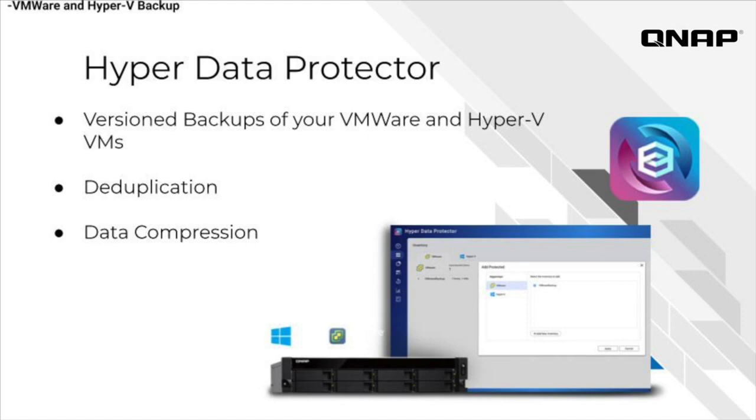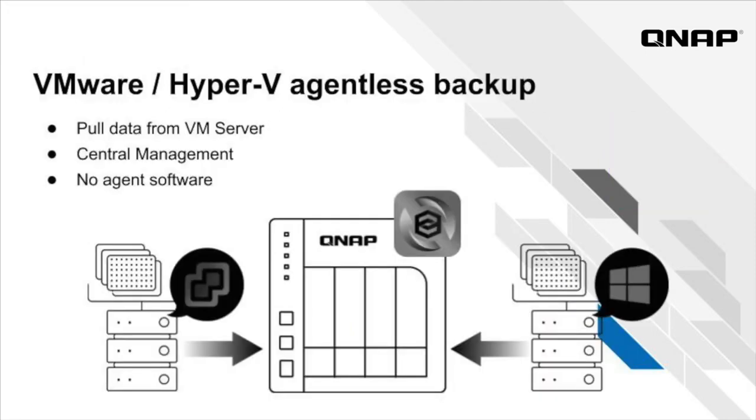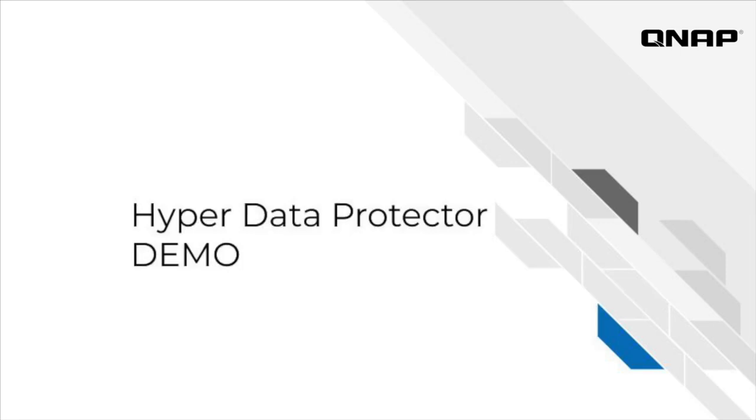With Hyper Data Protector, you don't need a separate hardware and software for virtual machine backup. With QNAP NAS and Hyper Data Protector, you can create an agentless backup task for unlimited VMware vSphere and Microsoft Hyper-V VM backup, and centrally manage your backup and restore jobs for vSphere and Hyper-V from the same app. And there's no need to install any agent on vSphere or Hyper-V for this application to work, basically. All right, with that in mind, let's get started.